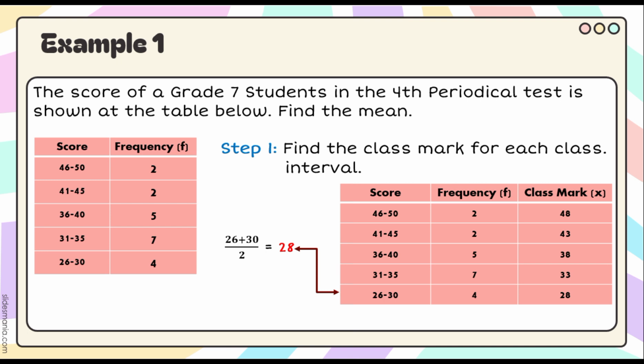Continue the process in solving for the class mark. 41 plus 45 divided by 2, we have 43. 36 plus 40 divided by 2, we have 38. 31 plus 35 divided by 2, we have 33. And 26 plus 30 divided by 2, we have 28.